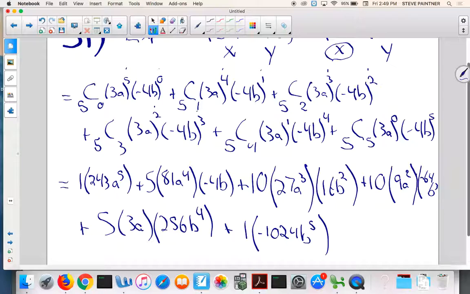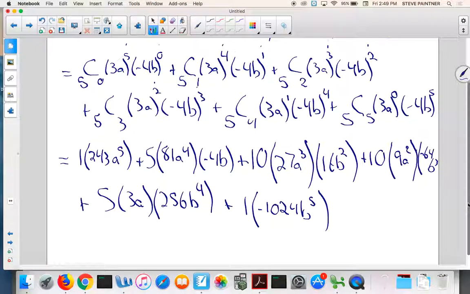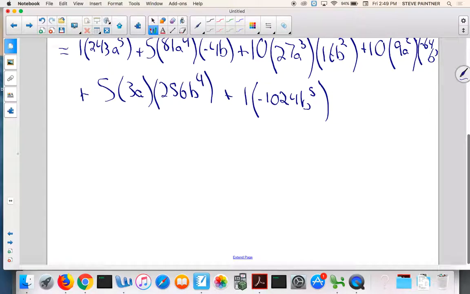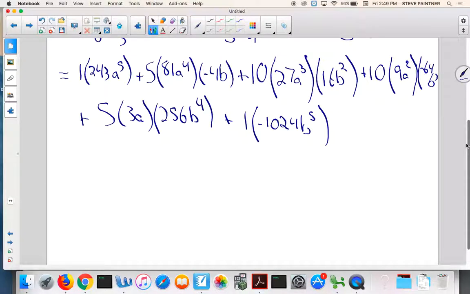Now we just need to simplify a little bit, try and simplify this mess. When we're done, it's not going to be all that simple. I mean, the numbers are still going to be big, but it'll be a little bit better. We'll get 243a to the 5th in the first term, minus, because we got the negative on the 4, negative 20 times 81, 1620 a to the 4th b.